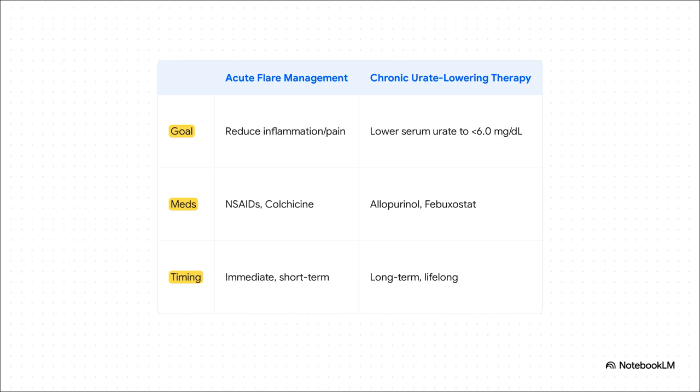This right here is such a fundamental concept. You have to think about gout management in two separate buckets. First, you have the acute flare. Your job is to put out the fire with anti-inflammatories like NSAIDs, colchicine, or steroids. Then you have the long-term plan, which is preventing future fires. You do that by lowering the body's total uric acid level with something called urate-lowering therapy, or ULT.